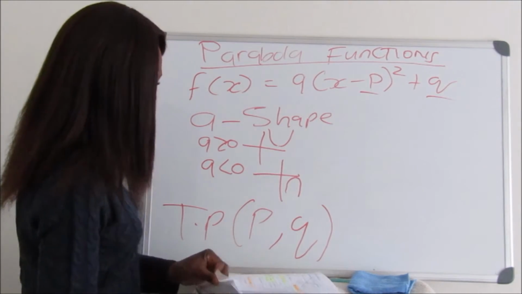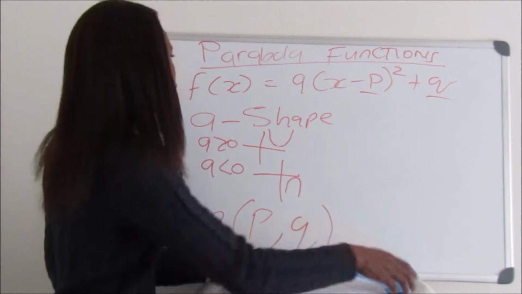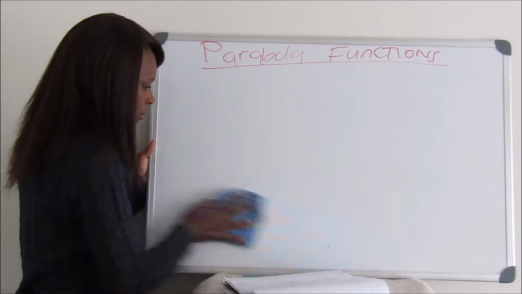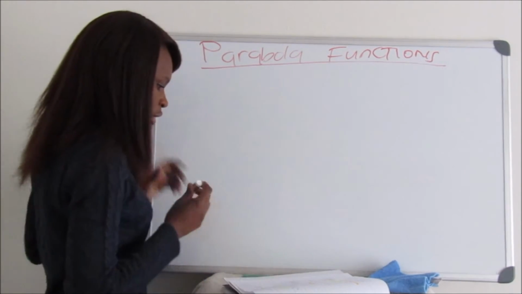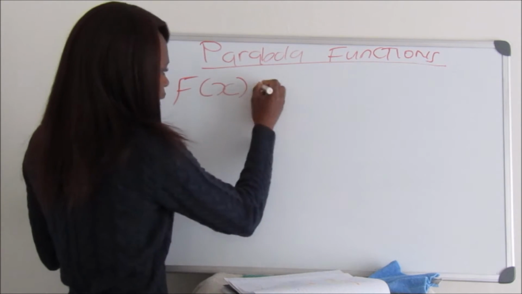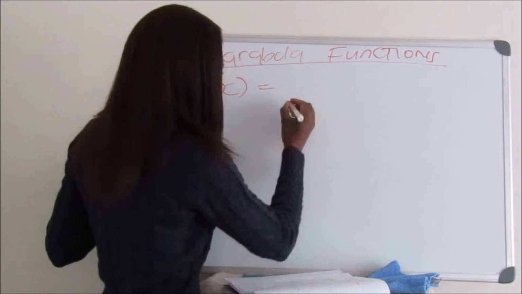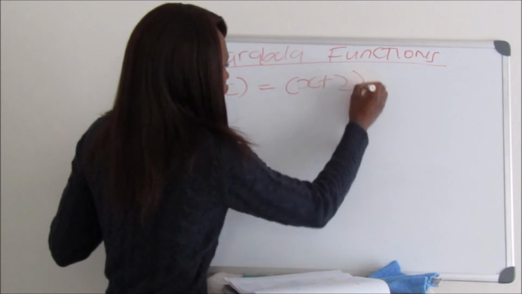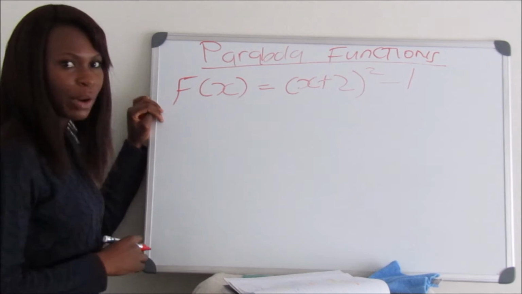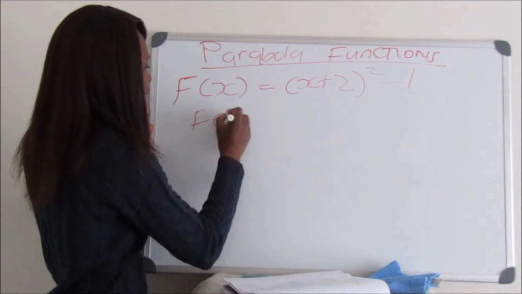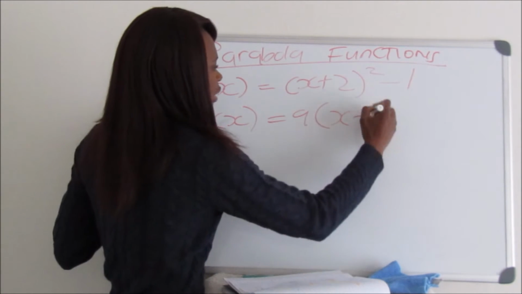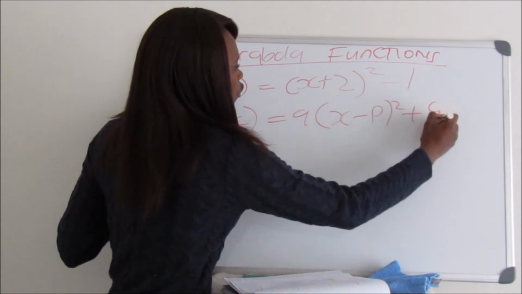Now let's just do one question and see how we will apply this. Suppose we are given the equation f(x) = (x + 2)^2 - 1. Remember, the parabola that we are doing today is the standard form f(x) = a(x - p)^2 + q.